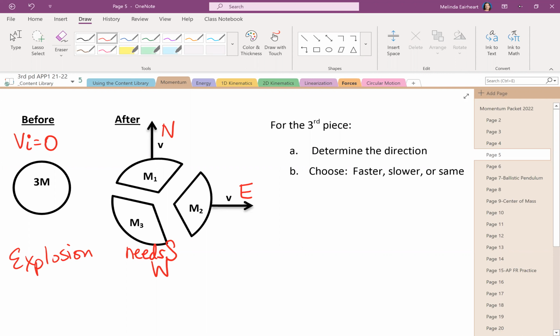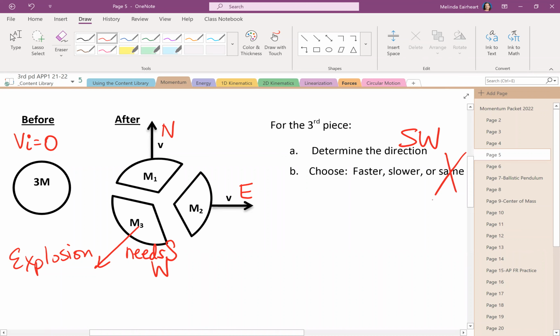Okay. And so what direction will M3 go? Southwest. So southwest would be the direction of M3. Is it going to be moving faster, slower, or same? Same. Not same.